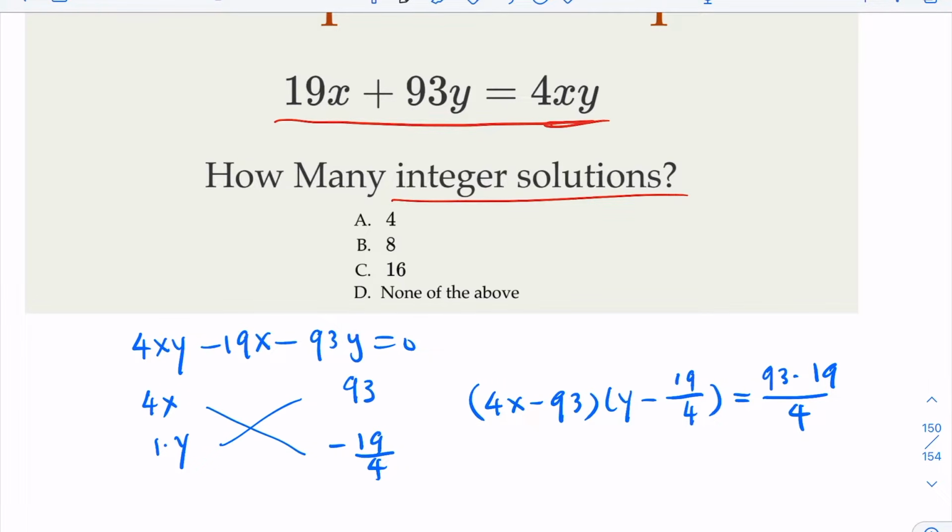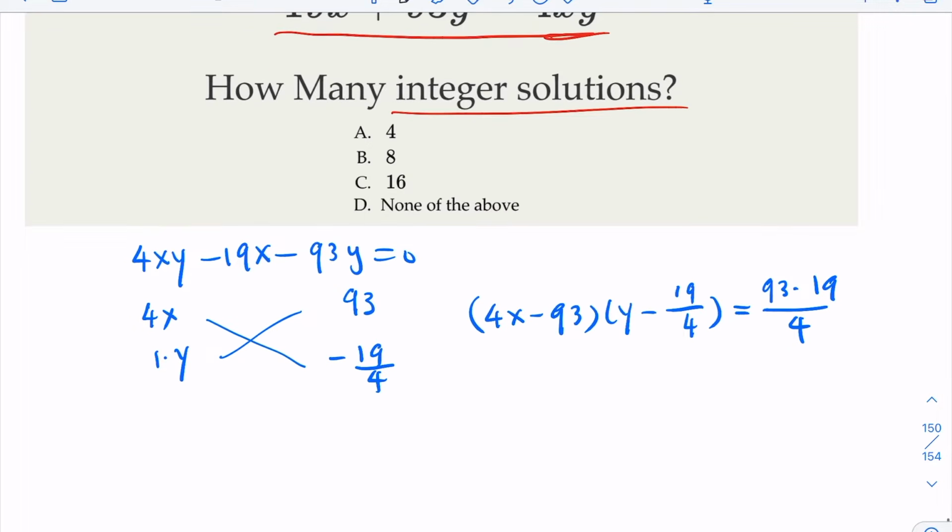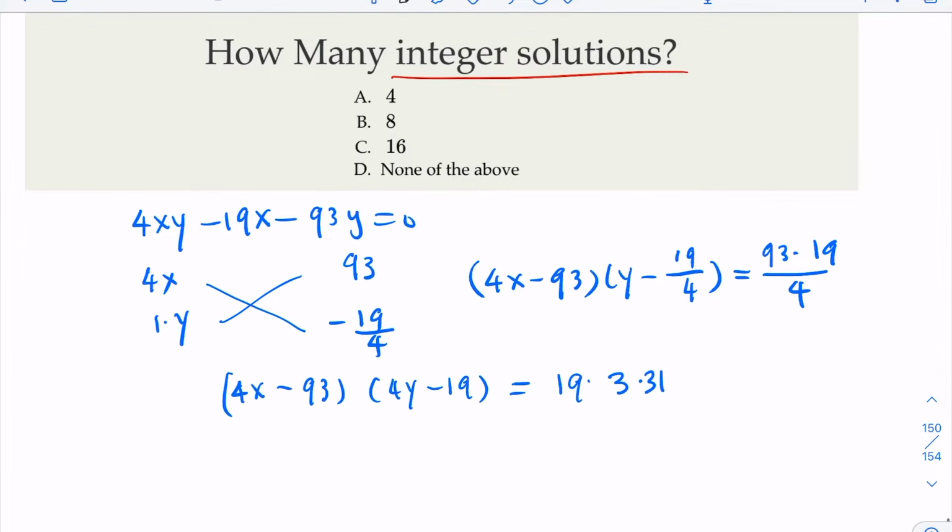Let's get rid of the fraction by multiplying by 4 on both sides. What we get is 4x minus 93 times 4y minus 19 equals 19 times 93. I'm going to factor that as 3 by 31. So you may think the number of positive factors is going to be 2 times 2 times 2, that's 8. So is the answer 8?